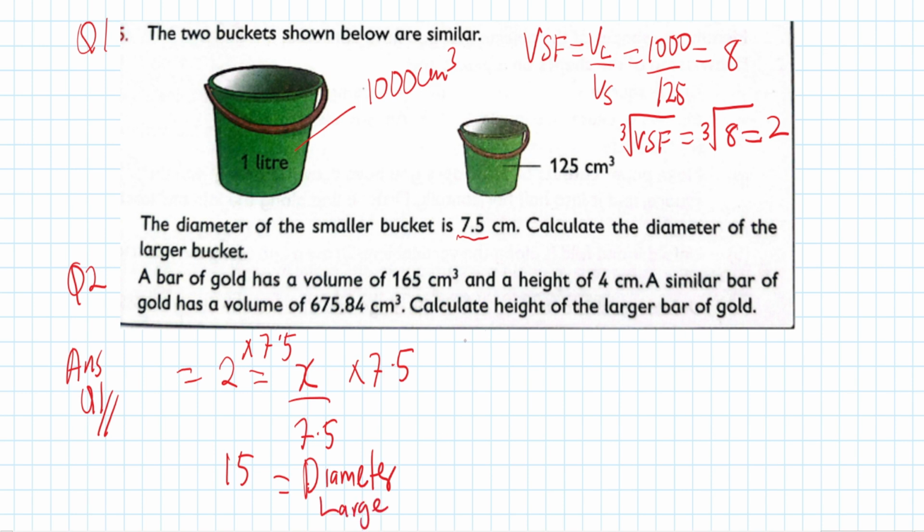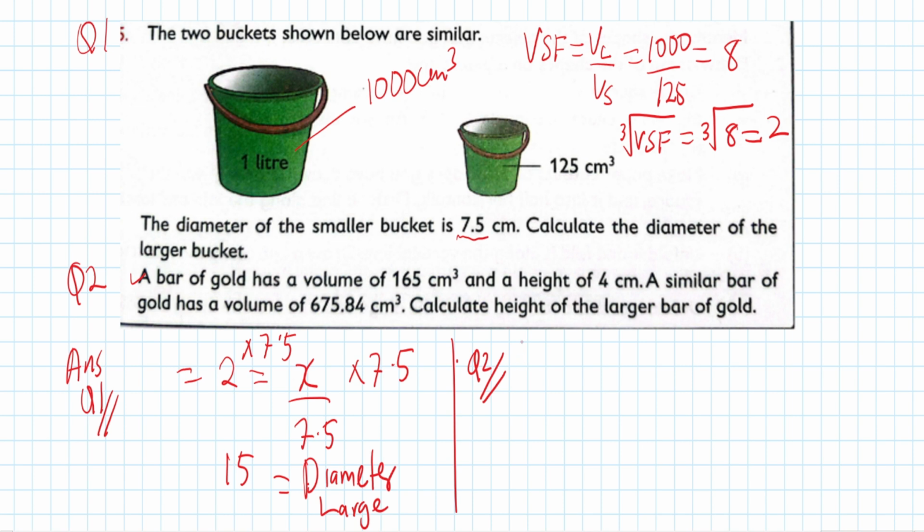Now let's go to question 2. So, answer to question 2. Now let's read question 2. A bar of gold has a volume of 165 cubic centimeter and a height of 4 centimeter. A similar bar of gold has a volume of 675.84 cubic centimeter. Calculate the height of the larger bar of gold.